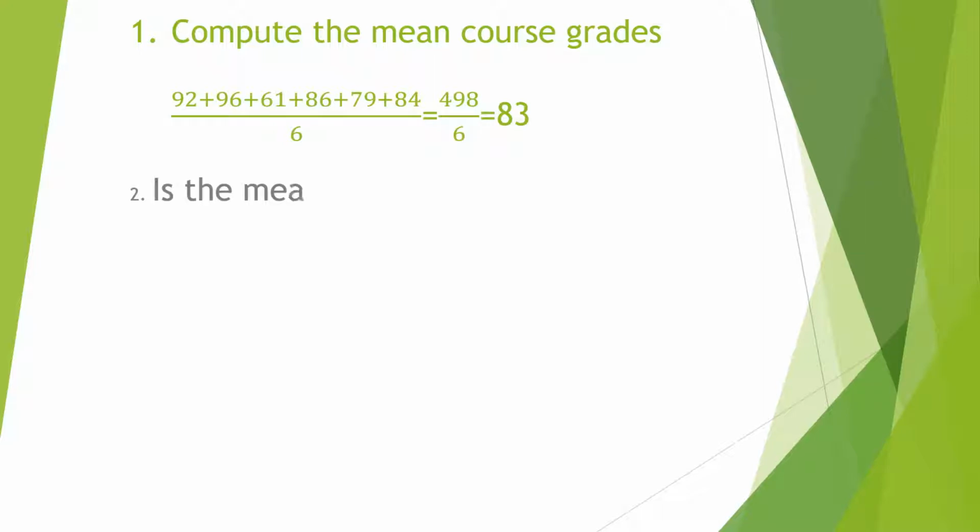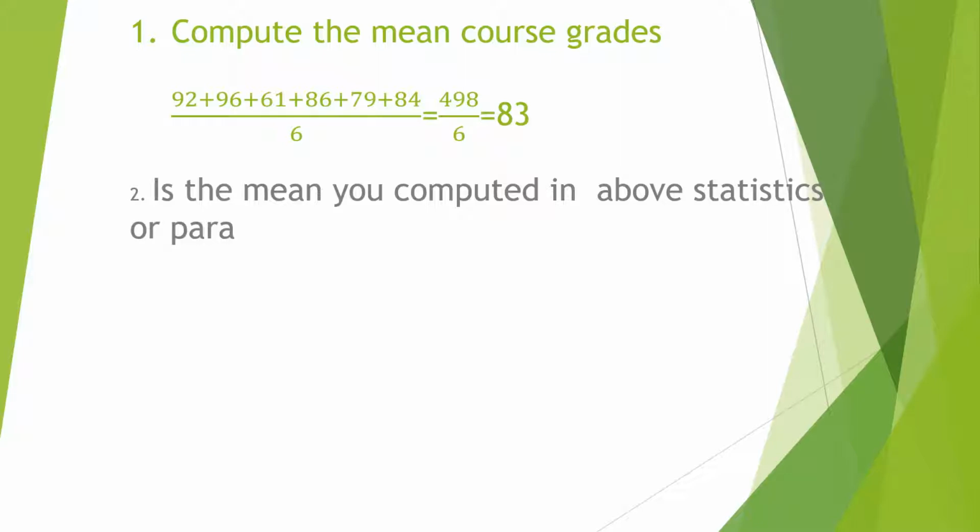Now, is the mean you computed in this case a statistic or a parameter? As is obvious, it is a parameter because your study was based on all the students of that school. It's a population. You're calculating for the whole population of those students, taking their course grades. You didn't make any selection among the students, so it becomes a parameter.